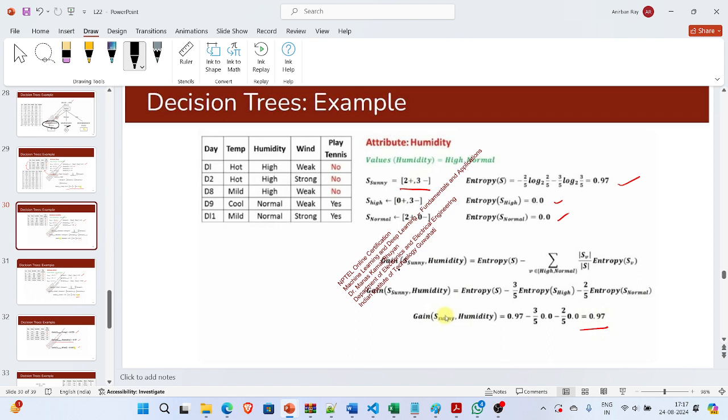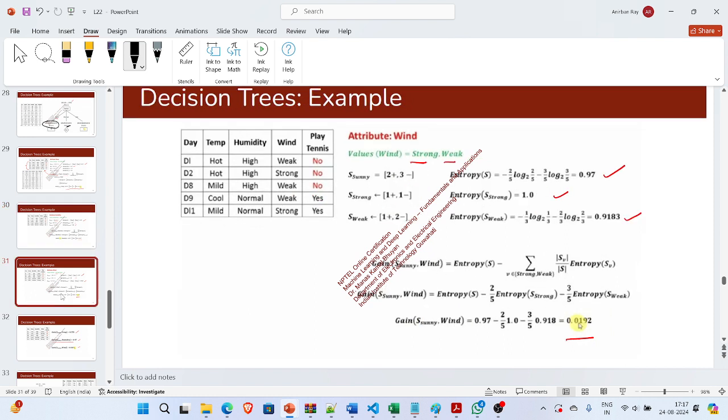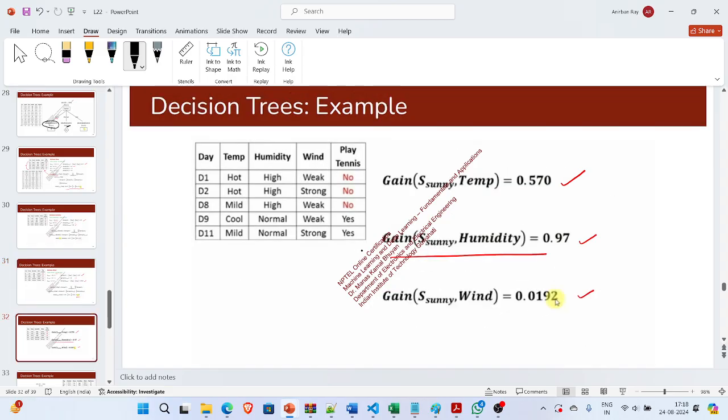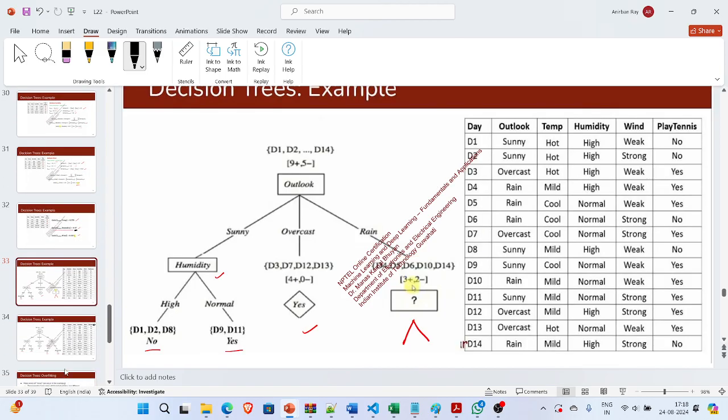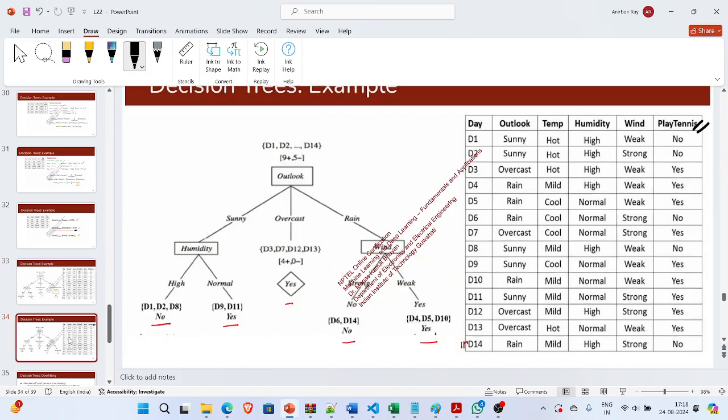So in this we get three information gains. Let's see. These are the three information gains, and the highest is 0.97, for humidity. So we need to do the split with respect to humidity here. Next the rain, whatever is there, we need to do that as well. So we take another sub table.